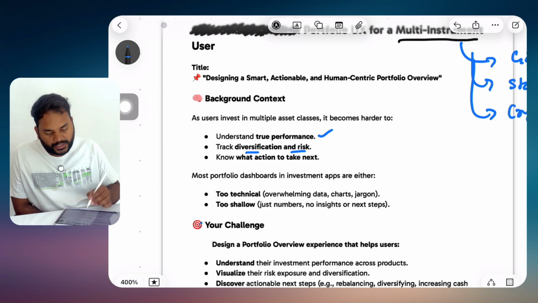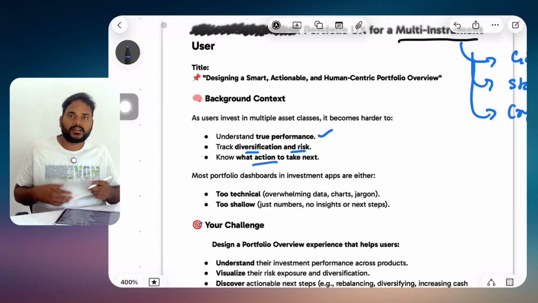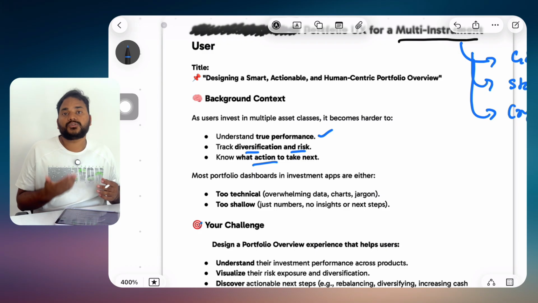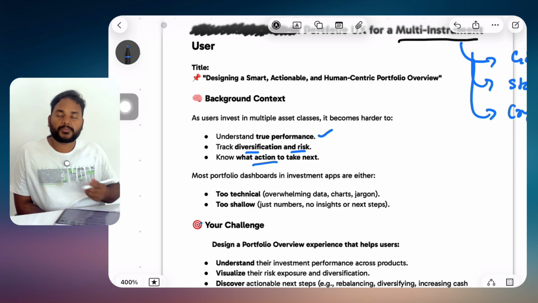Third one is knowing what action to take. So some of the actions can be taken automatically, but to give the user more flexibility, the user should know what action they need to do. So this is the background context. So this is what the problem is basically.